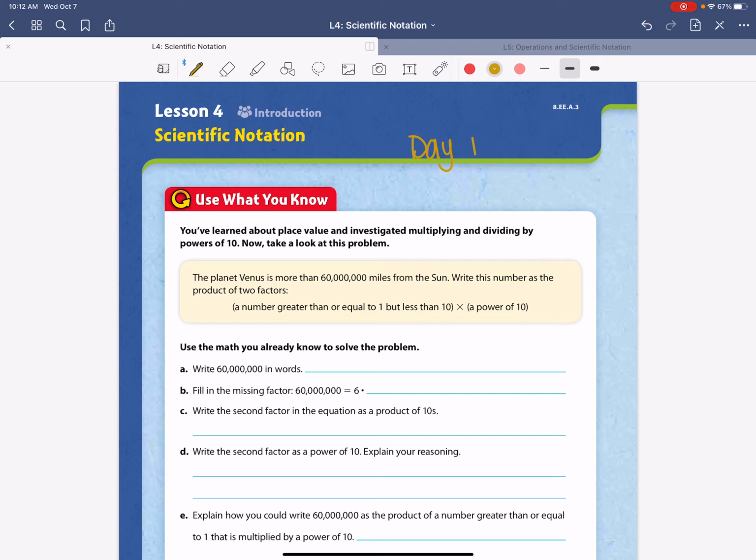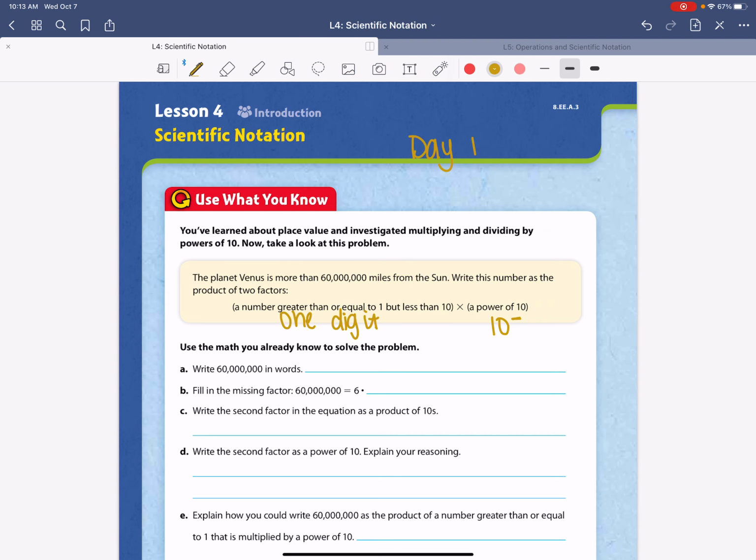The planet Venus is more than 60 million miles from the sun. Write this number as a product of two factors. The first needs to be a number greater than or equal to 1, but less than 10. So it needs to have one digit, and it needs to be multiplied by a power of 10. So something that's one digit times 10 to the something power.